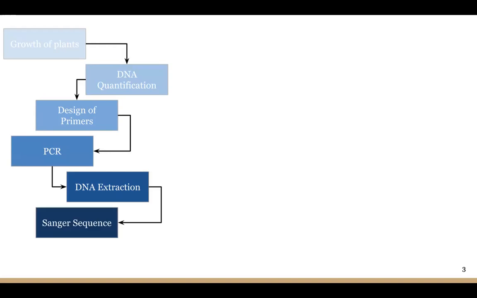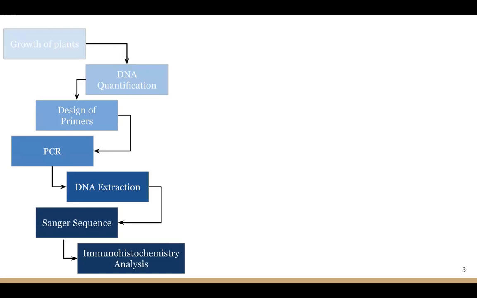Sanger sequence analysis helped us classify our mutant and wild-type samples based on the presence of a single nucleotide polymorphism. Immunohistochemistry gave us a visual understanding of potential physiological effects on the structure of the stem. Statistics and bioinformatics were used to support results produced in the wet lab experiments.